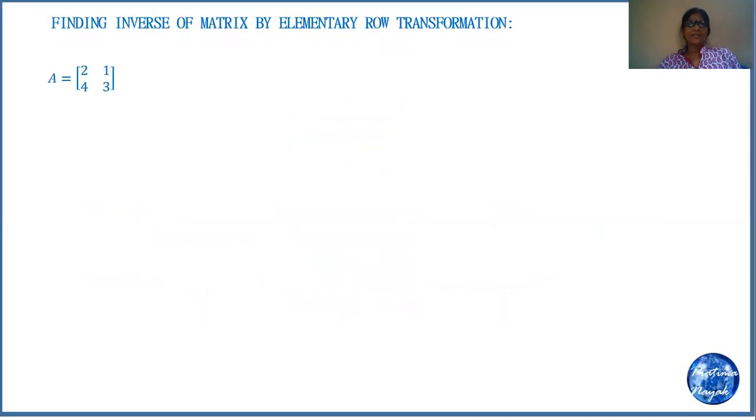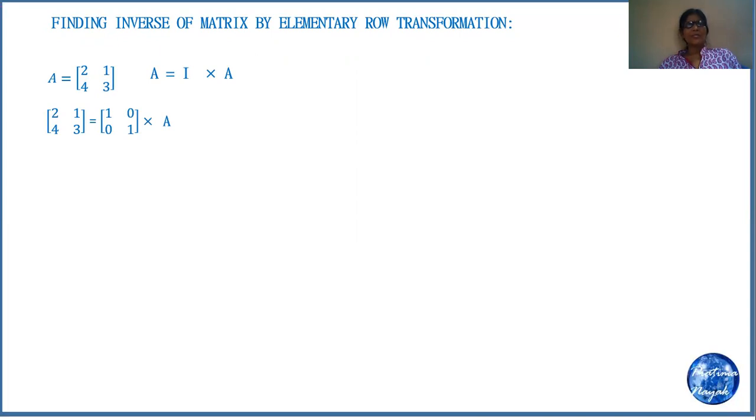So let us take the example 2, 1, 4, 3. First we'll write the concept. The matrix A is equal to the identity matrix times A, and now we'll write this operation in matrix form. So it will be [2, 1; 4, 3] is equal to [1, 0; 0, 1] multiplied by A.